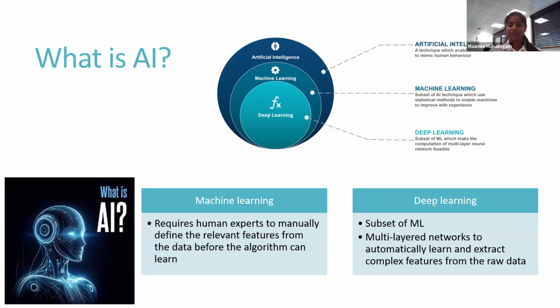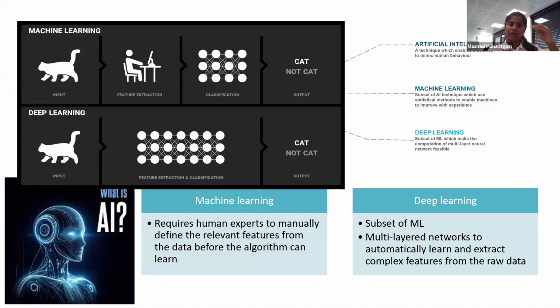Machine learning is where it requires human experts to manually define the relevant features from the data before the algorithm can learn. For example, I got a picture over here. In the top picture, we can see how machine learning works. If you have a cat, we can see the human icon over there. The man has to explain the features of the cat. Say, if I'm going to send you a picture, and if it has got a head, a body, and a tail, you should classify it as cat. If it doesn't have those features, you should classify it as not cat. So that's how machine learning works. We have to give the features to it.